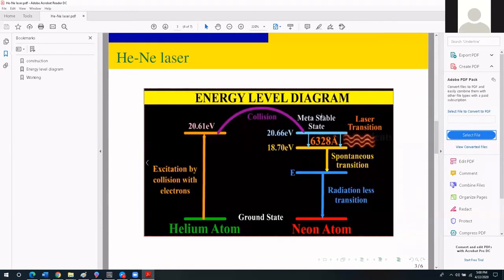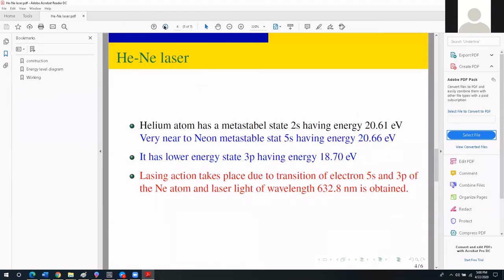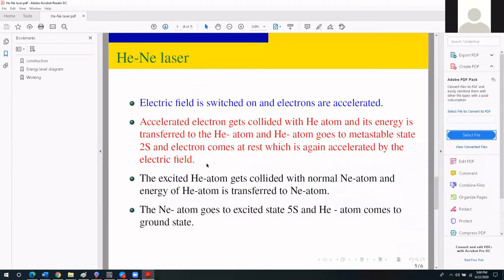So when a normal neon atom collides with the excited helium atom, what happens? The helium atom's energy is transferred to the neon atom, and the neon atom goes to the excited state 5s. It is also a metastable state, and the helium atom comes to the ground state. This process goes on continuously.